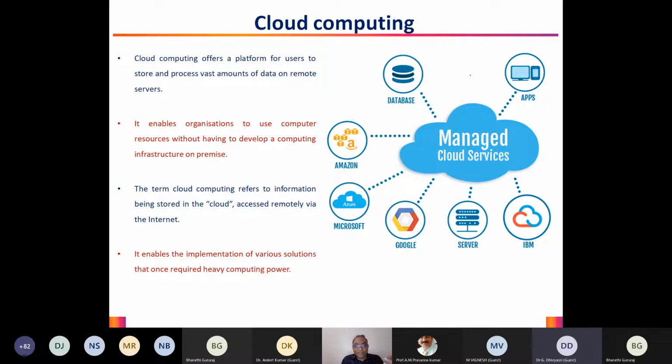on their own premises. The term cloud computing refers to the storage of information in remote servers that can be accessed using the internet. So it enables the implementation of various solutions that once required heavy computing power. With these services from Google, IBM, Microsoft, and Amazon, we are able to manage our data in a much better way, and we will also be able to have the data securely placed in these clouds.